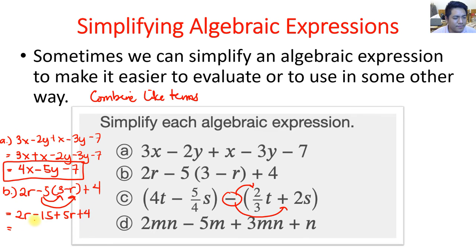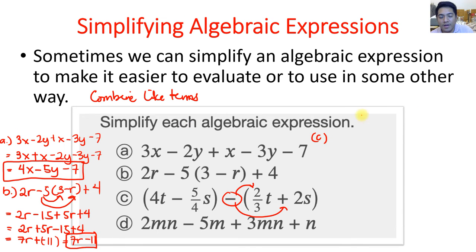So you now have, combining like terms, 2r plus 5r minus 15 plus 4. Simplifying 2r plus 5r, that's 7r. And then you have negative 15 plus 4, that would be negative 11, or simply 7r minus 11. Okay, so that will be our answer.